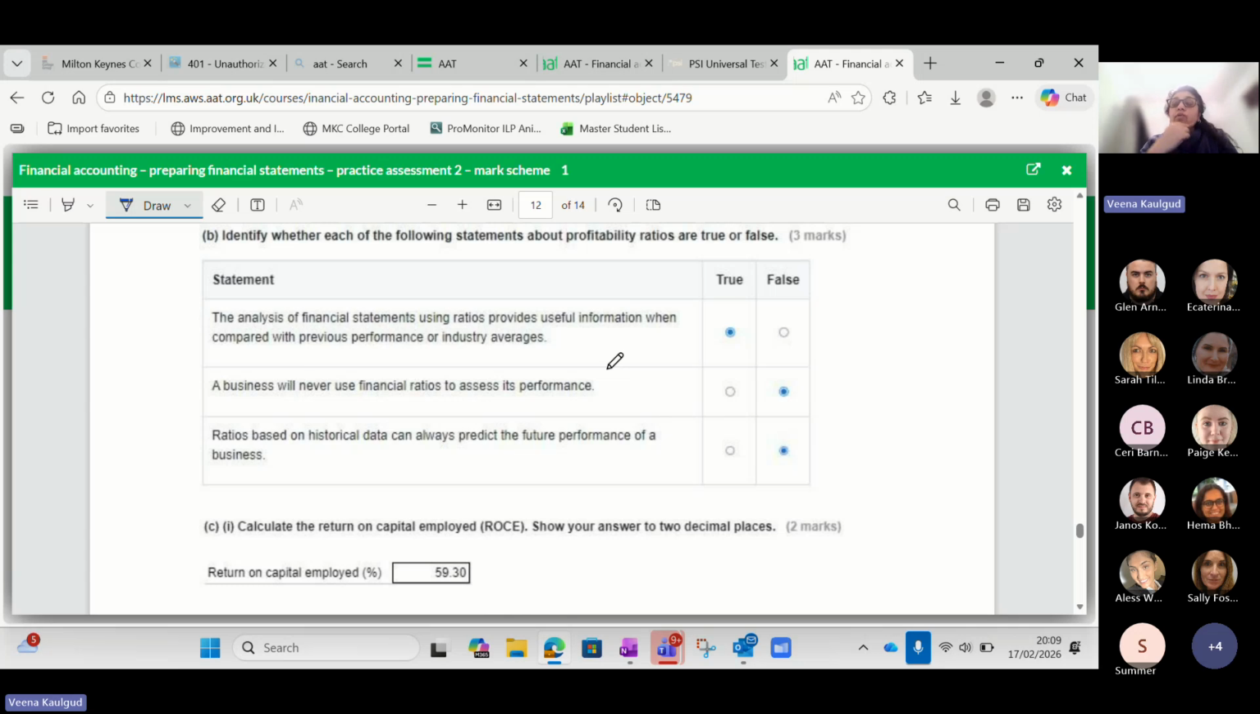Never. Again, the word "never" is a catchy word. So, business will never use financial ratios. No, they will use them occasionally to assess performance. So that is false.